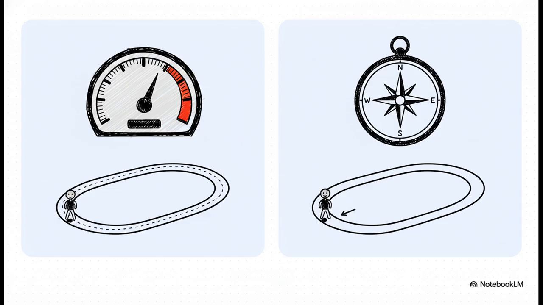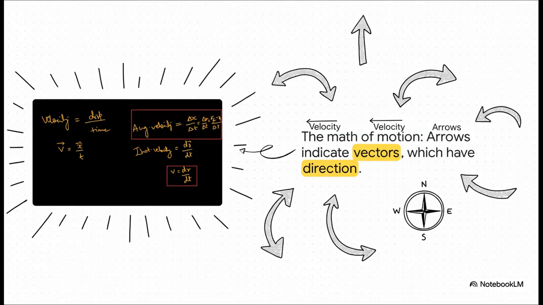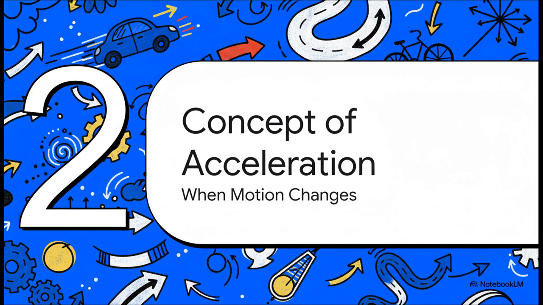You went nowhere. So how do we show this in the math? Well, take a close look at those little arrows over the letters for velocity and displacement. That's not just for looks. In physics, that tiny arrow is a huge deal. It's a signal that says, hey, this isn't just a number, this is a vector. And a vector is just a fancy word for something that has both a size and a direction. Simple as that.